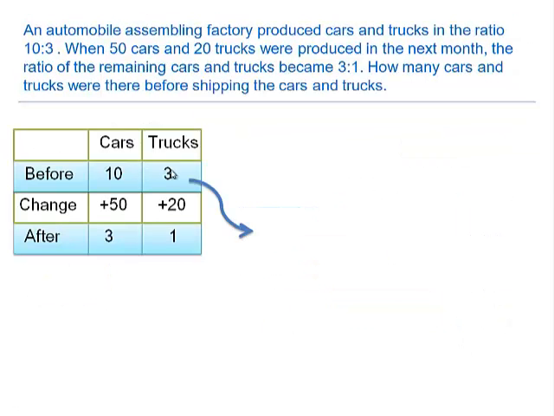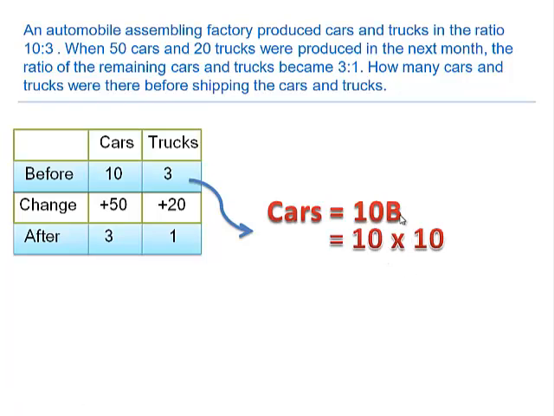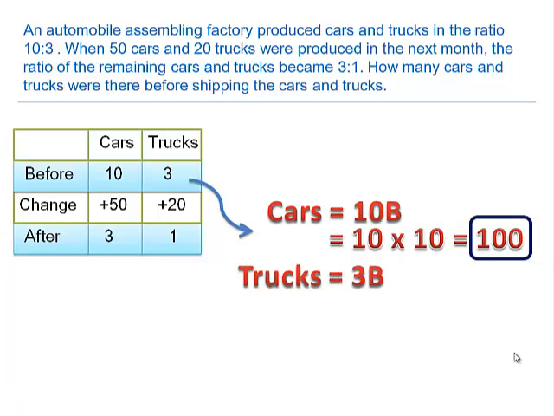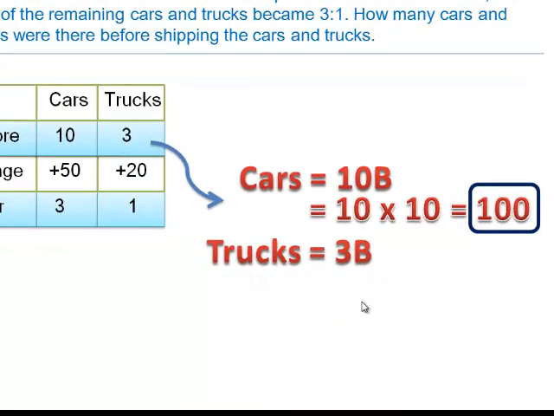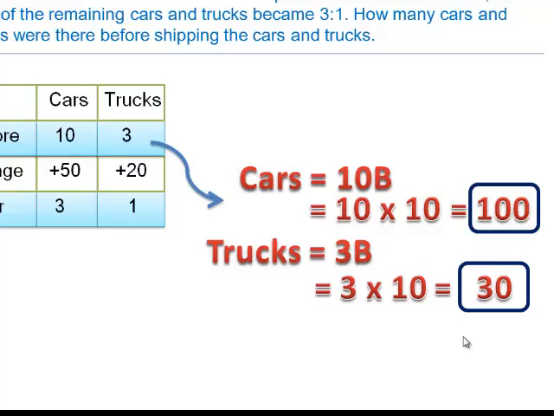Based on what we've seen so far, there are 3 before units for the truck and 10 before units for the car. So car is equal to 10 before units, and we have already seen that 1 before unit is 10, so 10 times 10 gives us 100. That's for the cars. There were 100 cars at first, and for the trucks, 3 before units is 3 times 10, which is 30. So the number of cars at first was 100, and the number of trucks at first was 30.